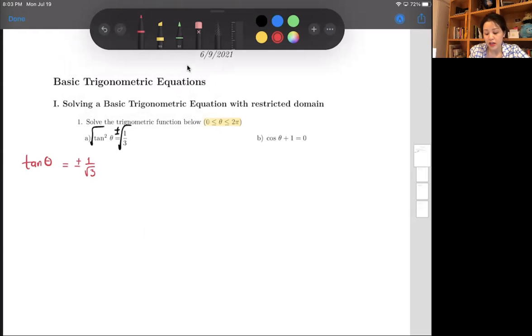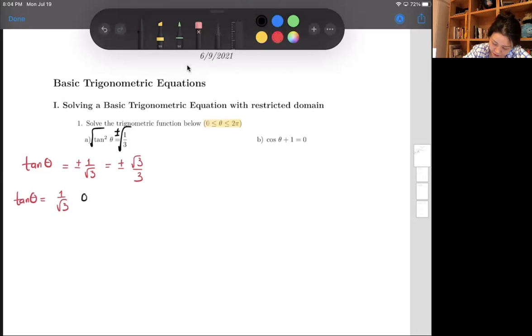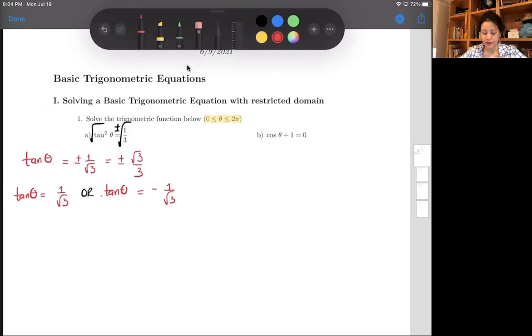If you want to rationalize this, you can write it as plus or minus root 3 over 3. But I'm going to keep 1 over square root of 3, because it's easier for me to look up on the unit circle. So we have two cases here. We have either tangent theta equal to positive 1 over root 3, or tangent theta equal to negative 1 over square root of 3.